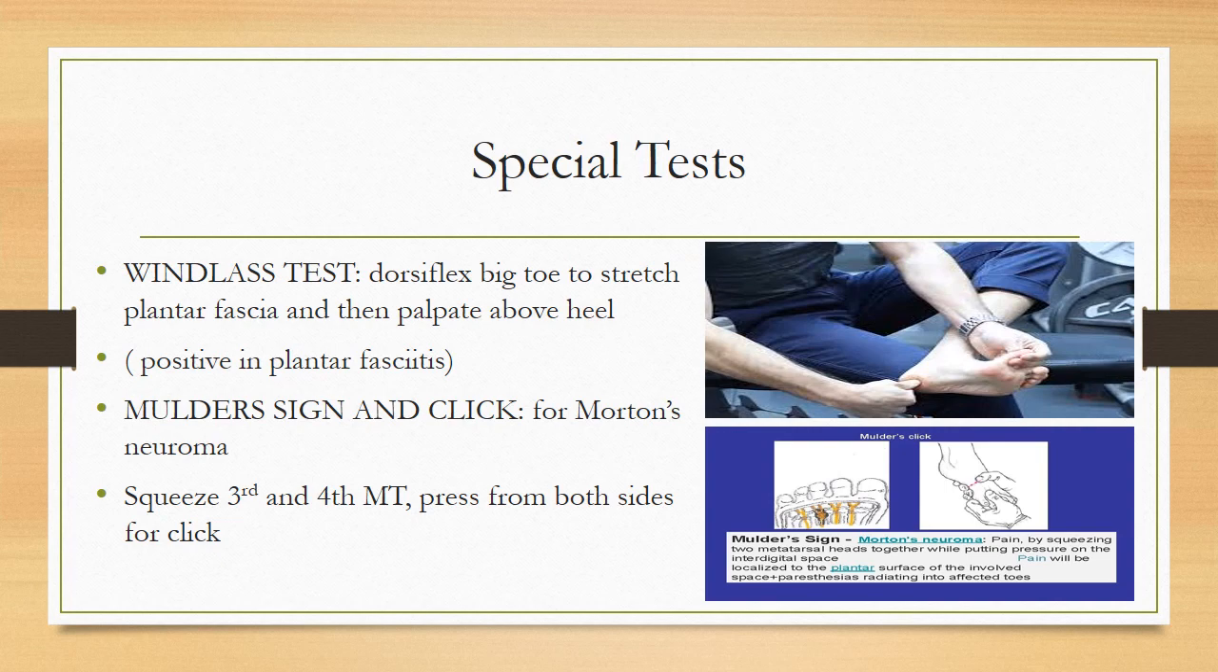Next is Mulder sign and click, which is positive in Morton's neuroma. And you can see in the lower picture here, you have to squeeze the 3rd and 4th metatarsal in both directions, from lateral as well and from anteroposterior direction as well. And then you will hear a proper click. And this is basically because of entrapment of the digital nerve in between the bones and the fascia. And it is because of wearing ill-fitted shoes, and it gives you a sensation of pebbles in the feet. And there is shooting electric-like pain which is felt in the feet because of the nerve entrapment.